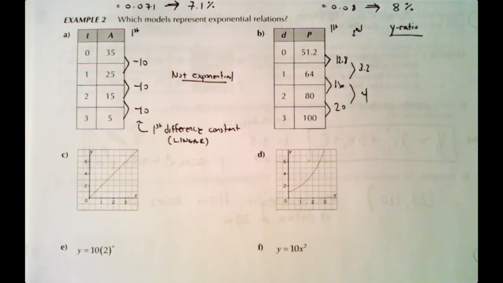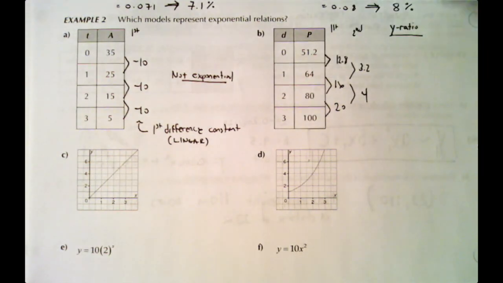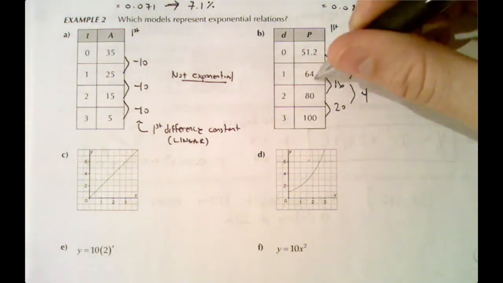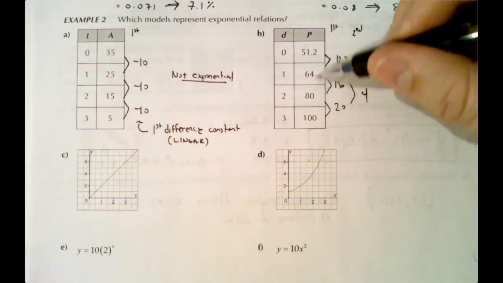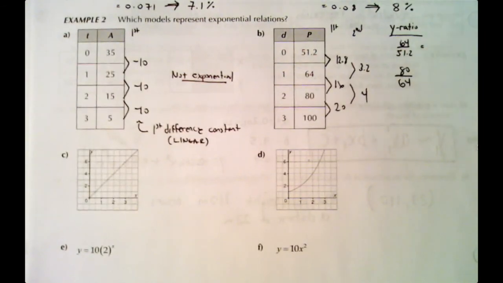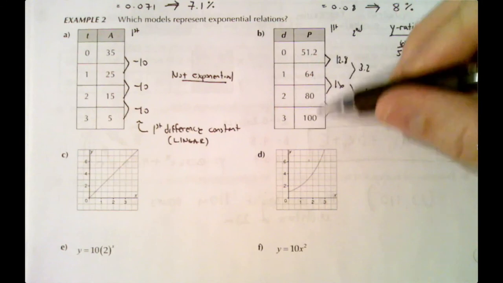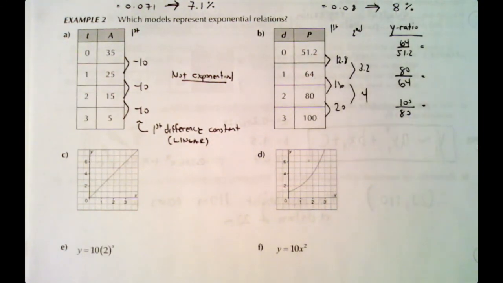And to do y ratio, instead of subtracting consecutive y values, we divide them. So we're going to compare these two y values first. We're going to do 64, always the second one, divided by the first one, and we're going to look for an answer. And then we're going to compare these two, 80 and 64, so we would do 80 divided by 64, get an answer. And then we're going to compare these two, 180, and we're going to get an answer. Well, if we do all three of these divisions, we actually get the same answer.